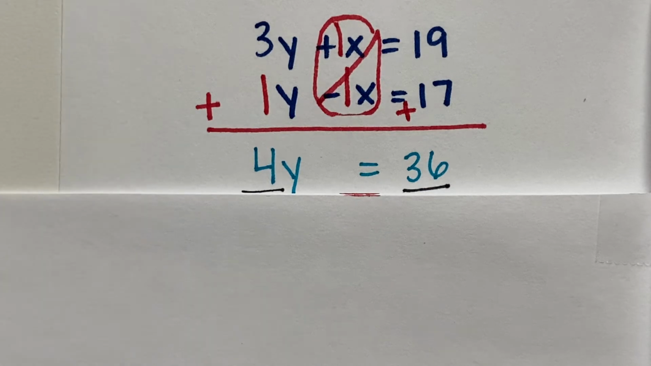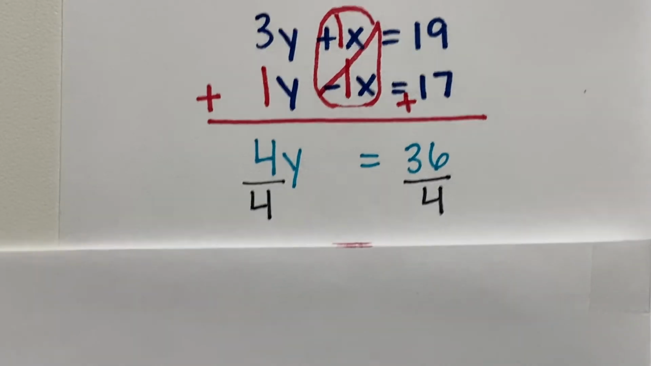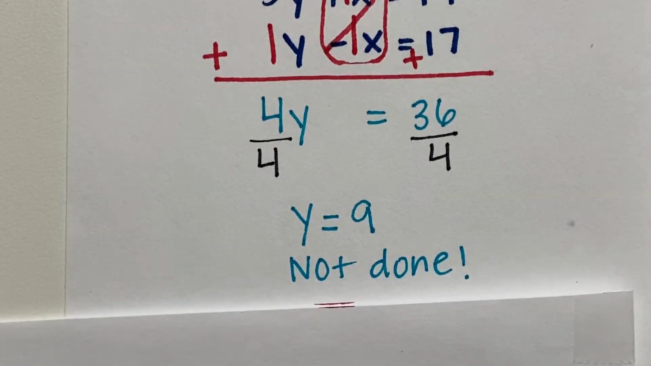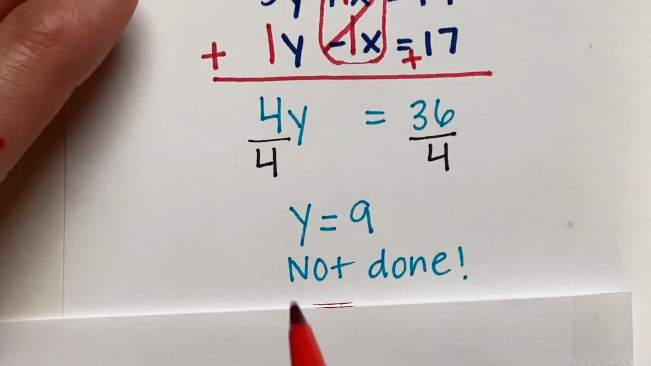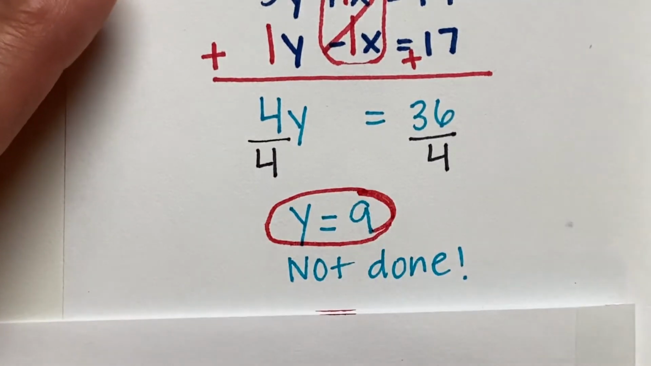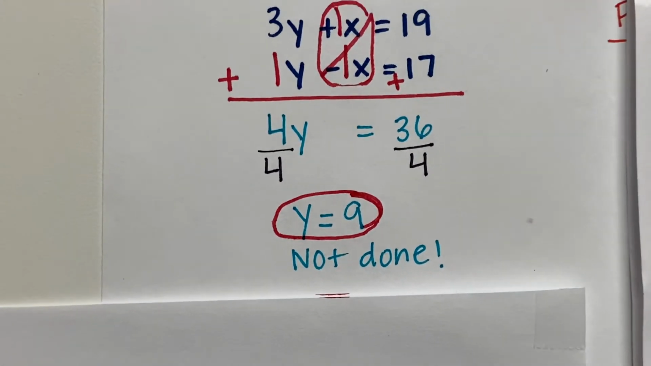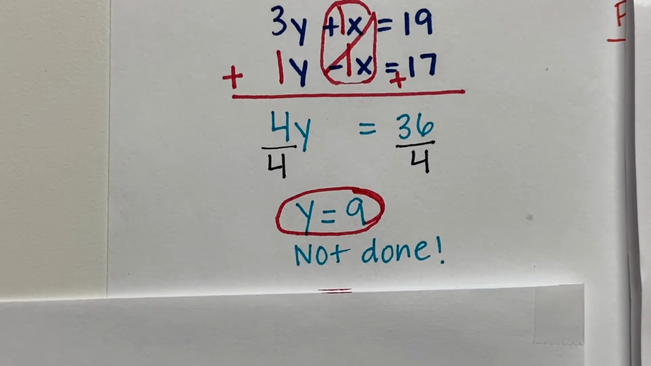From here, it's just like all the other equations. Solve for y. Divide by 4 on both sides, so y is going to equal 9. And again, just like substitution, we're not done. Once you find one of the variables, your second step is to always take that variable and that value and plug it back in to find the other one.